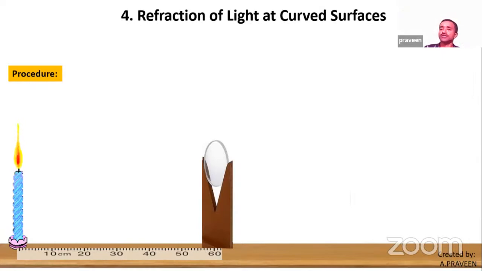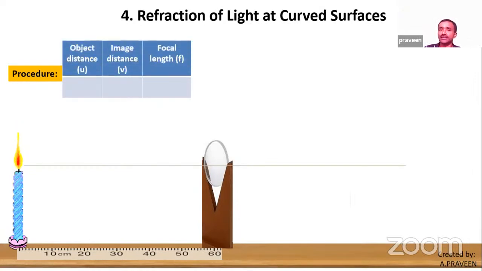Then you just have to take a precaution. The object flame must be above the principal axis. Just an imaginary line I am showing you: that candle flame is lying above the line, so above the principal axis. Then move your screen. Right? So note down the object distance first in the table.